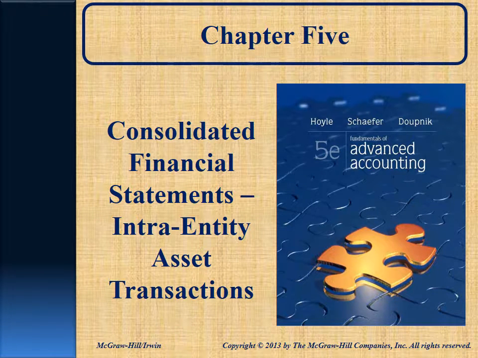Okay, Chapter 5. Now in Chapter 5, we're going to be looking at the consolidated financial statements, but from the perspective of intra-entity transactions regarding assets. What does this mean? The parent and the subsidiary are conducting transactions among each other in the asset area. And the key areas we're going to focus on are inventory, land sales to each other, and depreciable asset sales to one another.